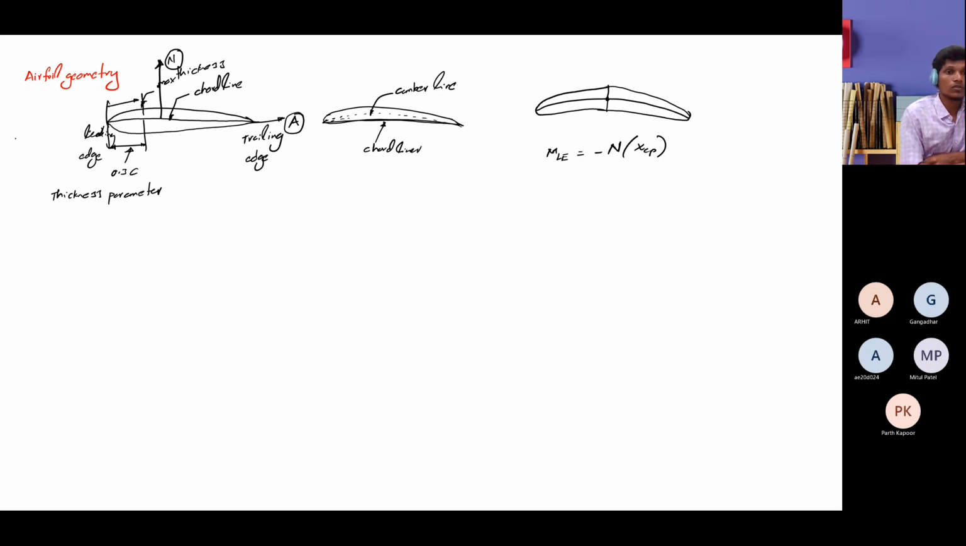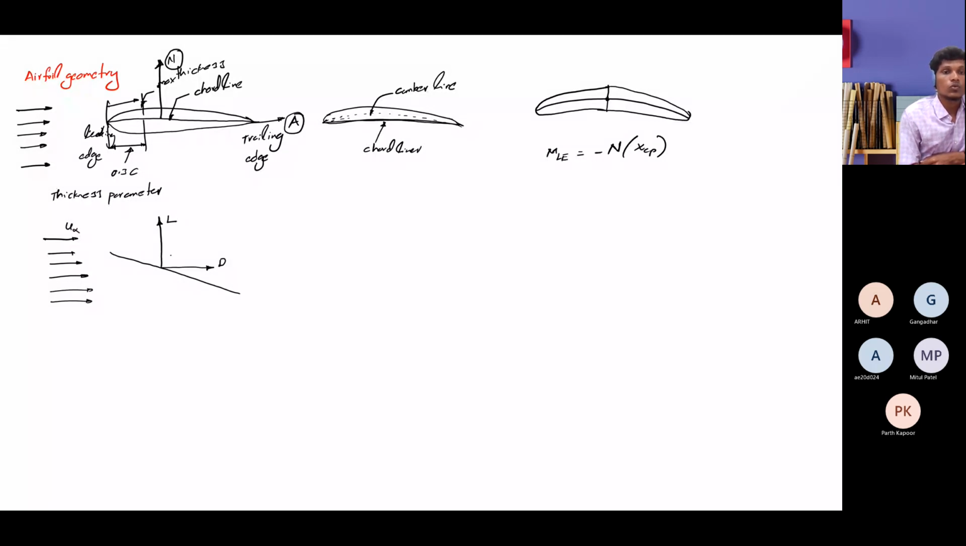And lift force. Generally, people fail to understand this concept: if you have a free stream, the lift force is the force that acts normal to the free stream, but not normal to the chord. That is what you call lift force. And this is your chord line. In the same way, the drag force is the force that acts parallel to your free stream.